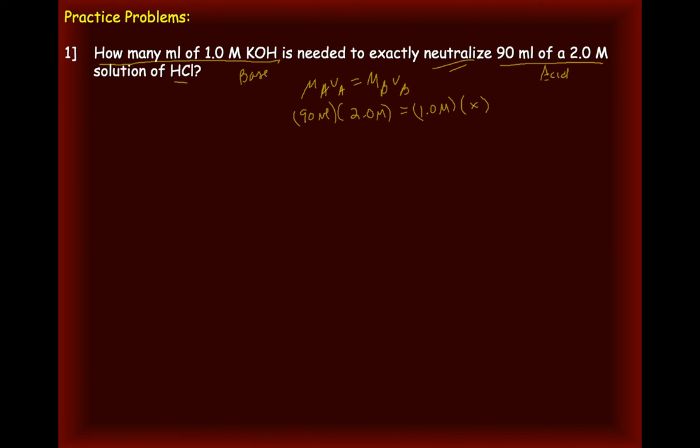Okay, and this is kind of easy because if you think about it, if you have a 2 molar solution, that's twice as concentrated as this. And you have 90 milliliters of this acid that's twice as concentrated, you're going to need double the volume of the base, right? Because it's half the molarity. So of course this would be 180, and again mathematically you could do that too. All right.